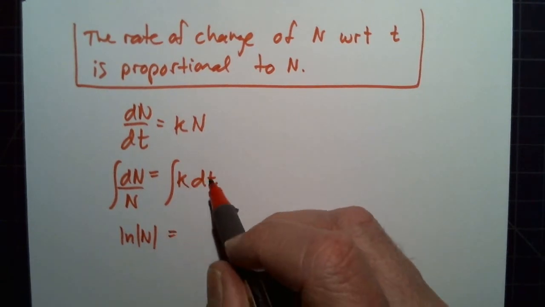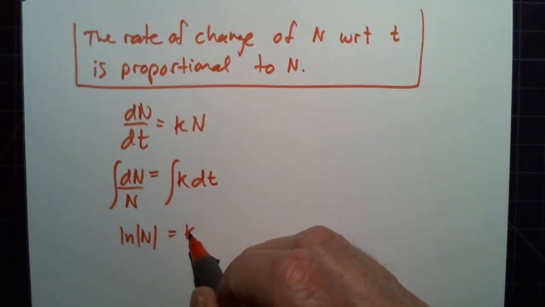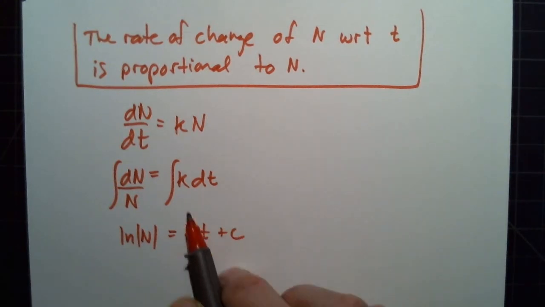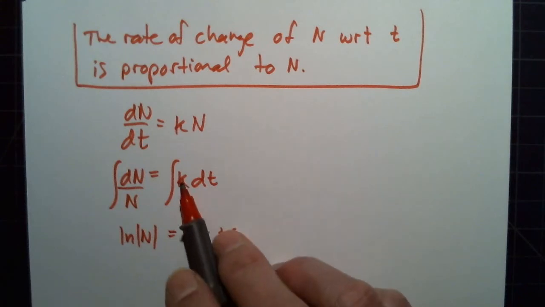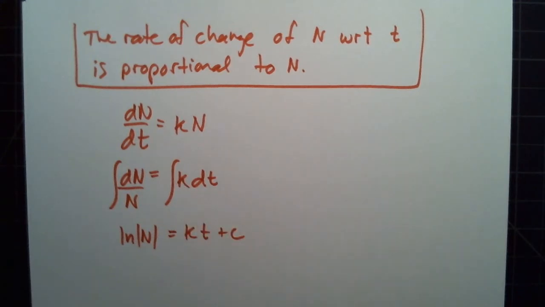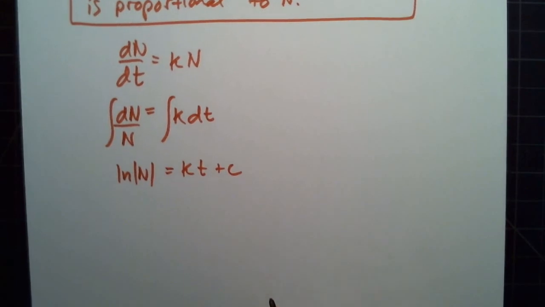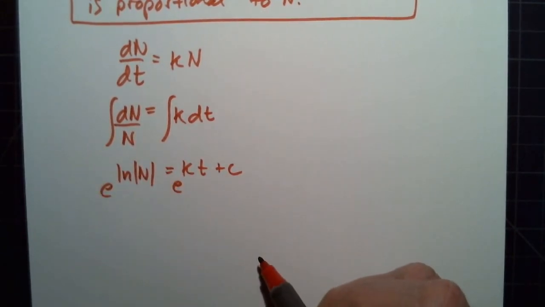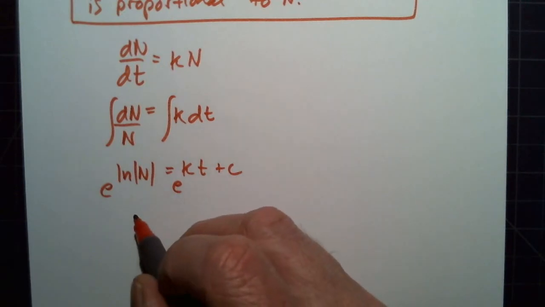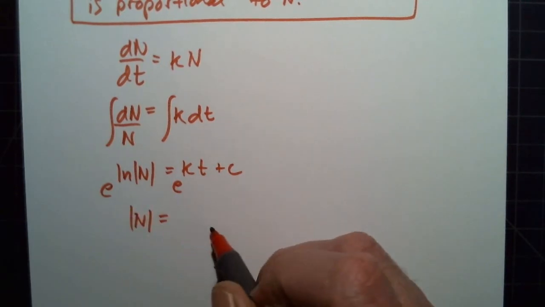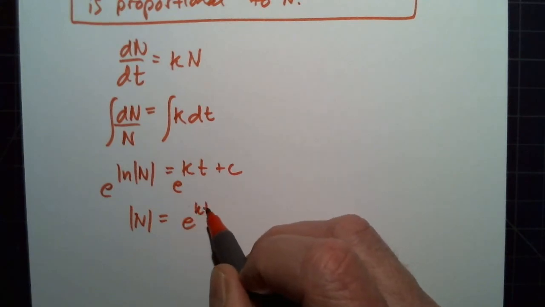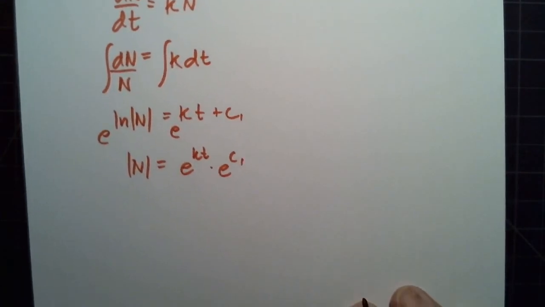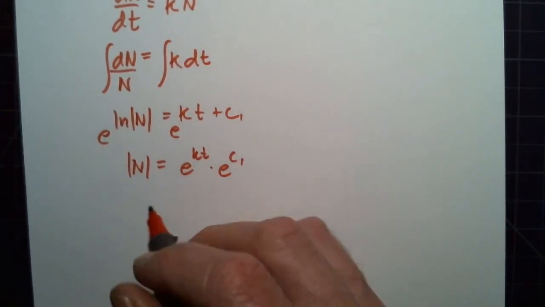And here, this would have to be kt, because the derivative of kt is going to be k. So that's a way we could check to make sure that's the antiderivative. And then we run into the same situation we just had, where we can exponentiate with base e, absolute value of n, e to the kt times e to the c. Let's make it c1. And then e to the c1 will just be c.